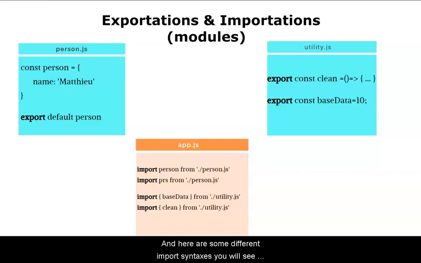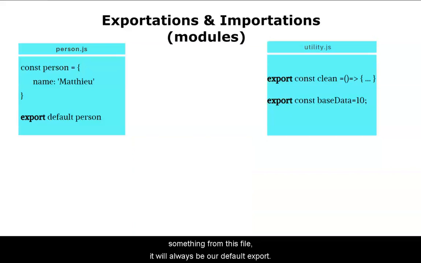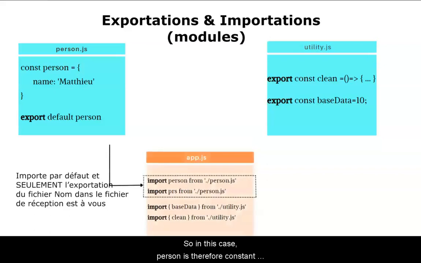And here are some different import syntaxes you will see in this course. Person.js, as you can see, uses the default keyword. The default keyword simply means that if we import something from this file, it will always be our default export. So in this case, person is a constant in the import of person.js. We can name person whatever we want. That's why I printed it twice here. The name person almost doesn't matter. It always refers to the thing you marked as default with the default keyword.